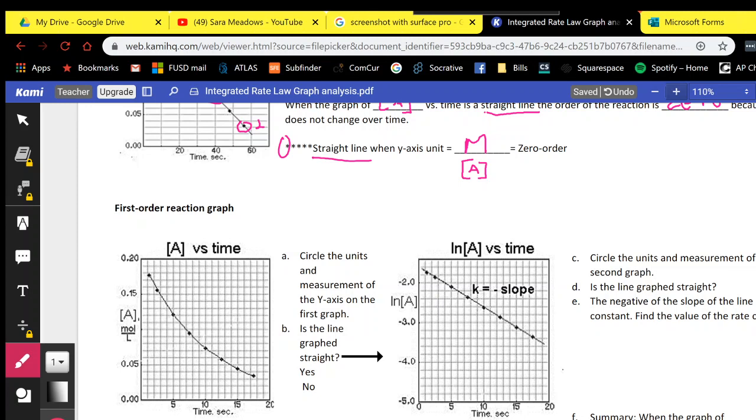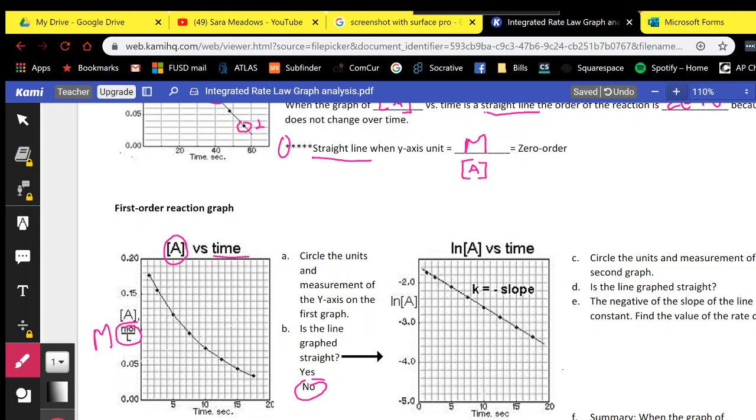We're going to take a look at this first graph. It says circle the units of measurement of the y-axis of the first graph. Our units here are molarity, moles per liter again. Is this straight? This is not a straight line. That indicates that the change in concentration over time is changing. We have a changing slope. It is not constant. If it was constant, it'd be a straight line. So that indicates that it is not zero order. It's not straight, so it doesn't equal zero order.